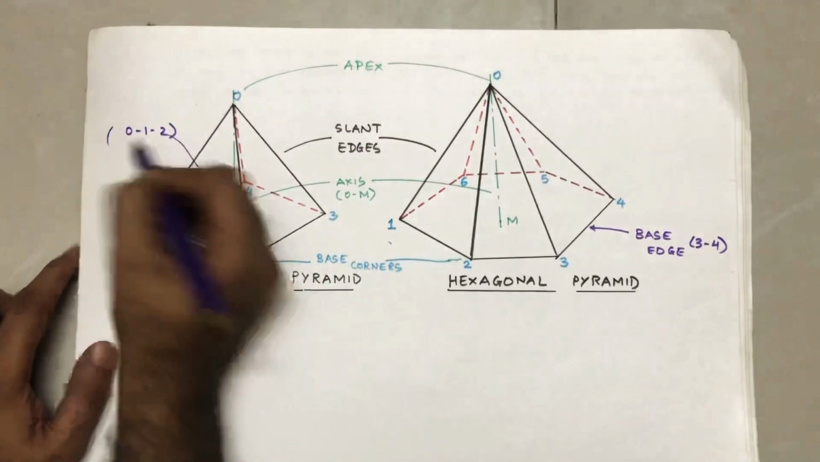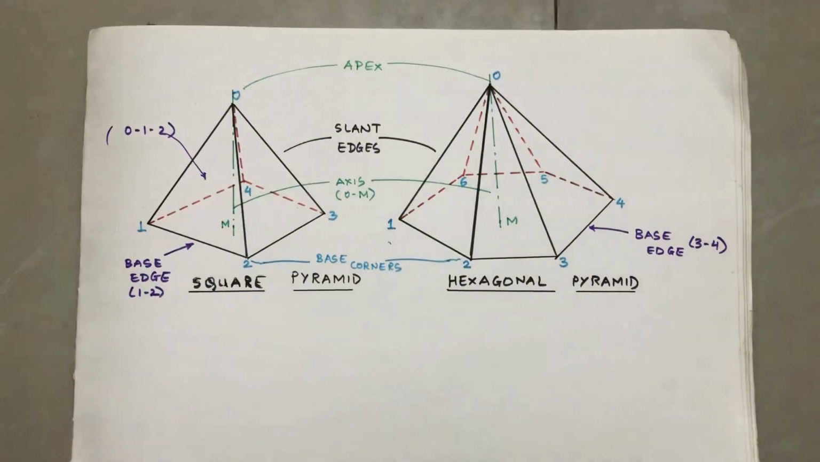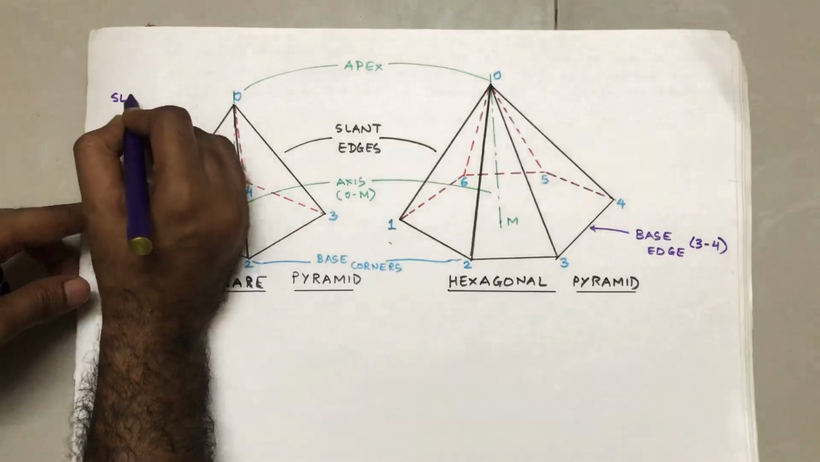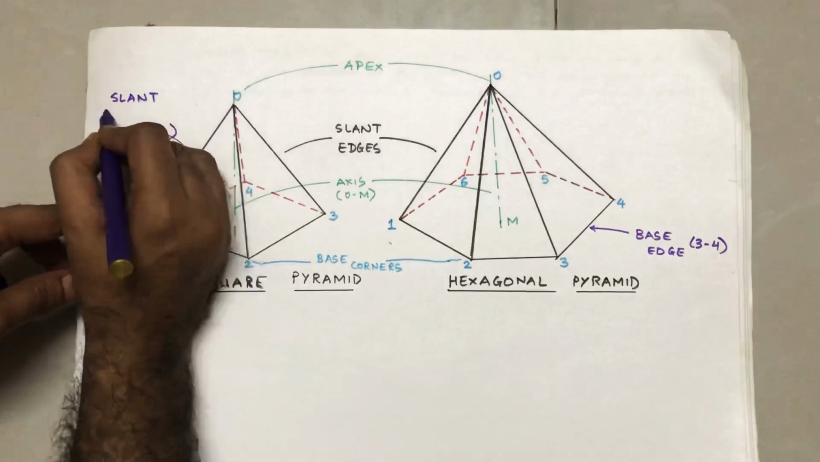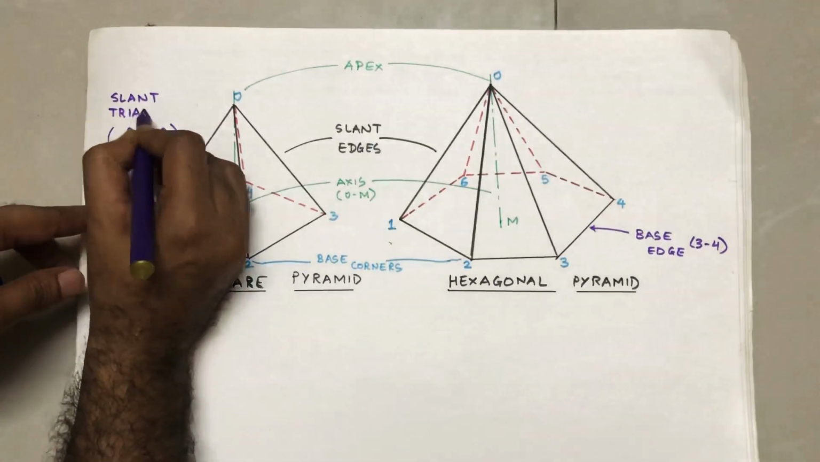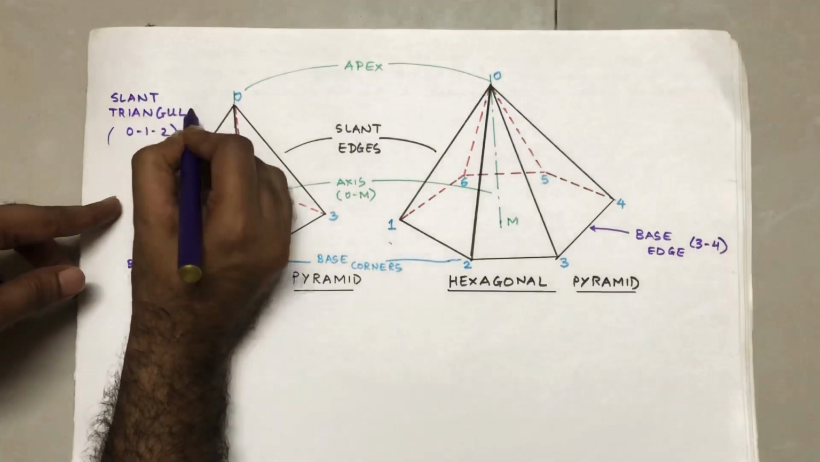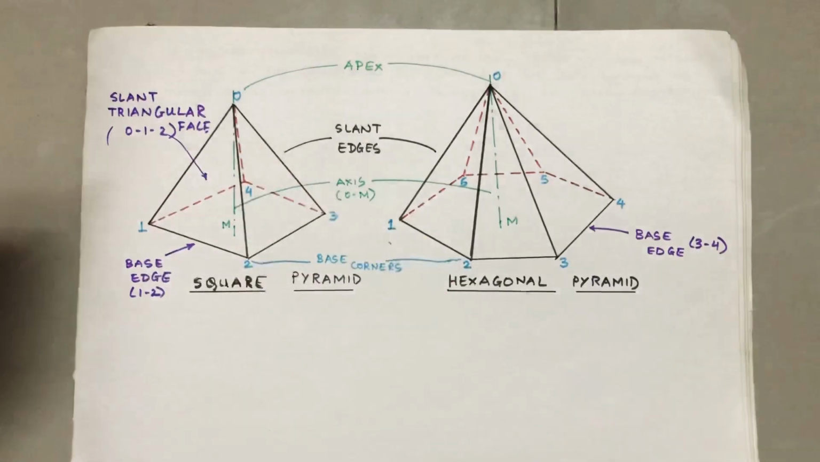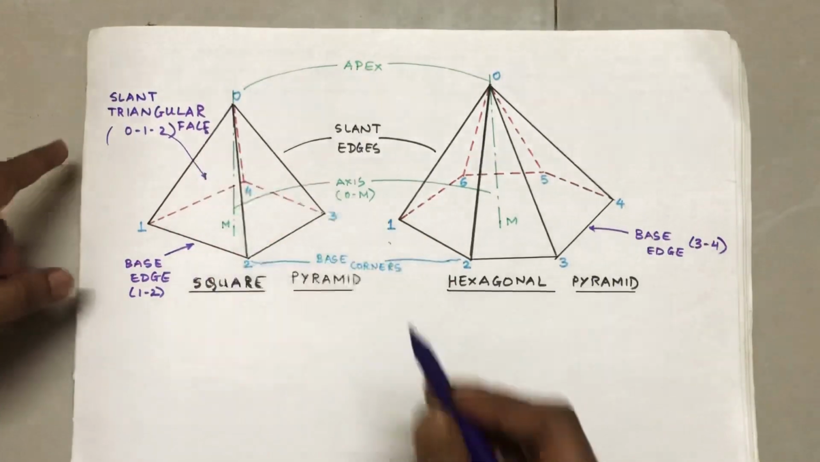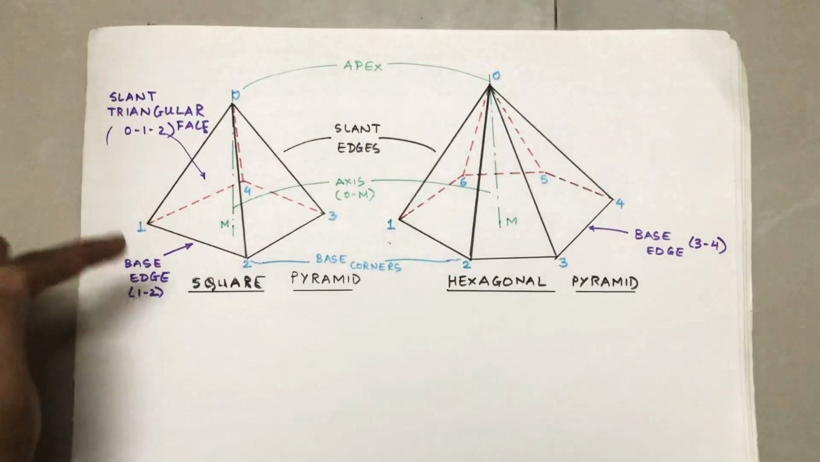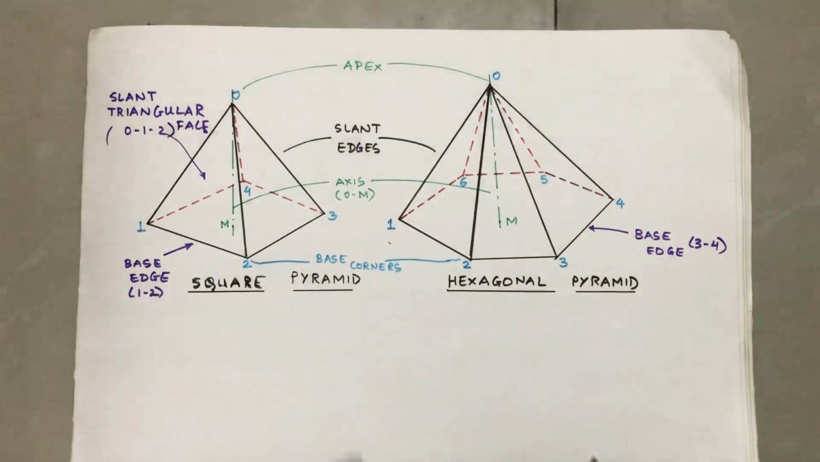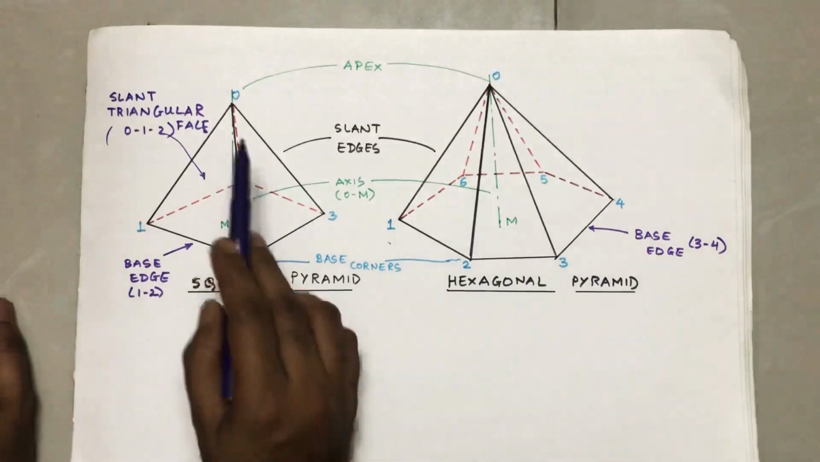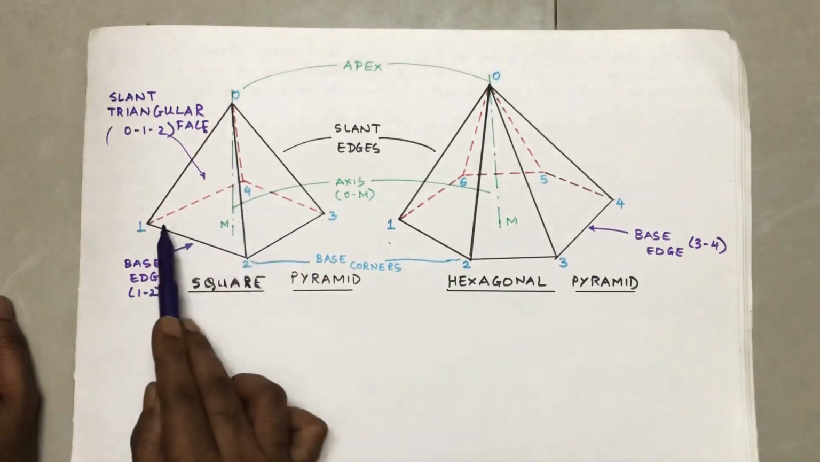Now let me talk about this. O12. O12 is what we call a slant triangular face. It's a slant triangular face. So how many slant triangular faces are there in a square pyramid? 4. O12, O23, O34, O41.